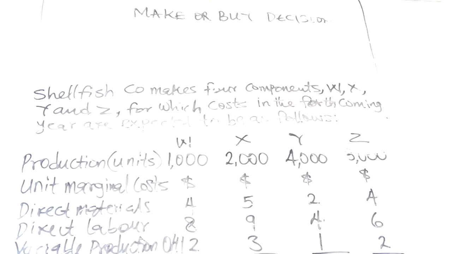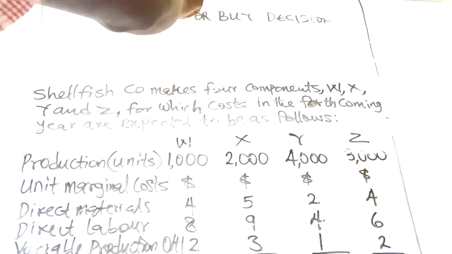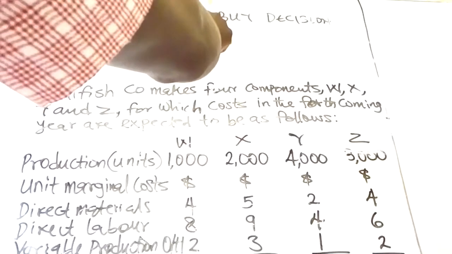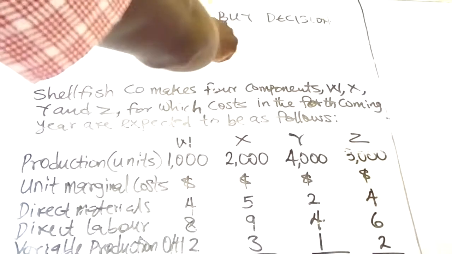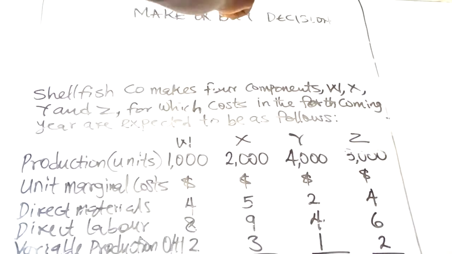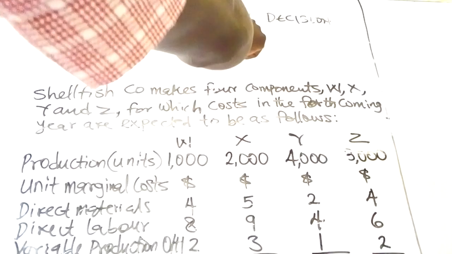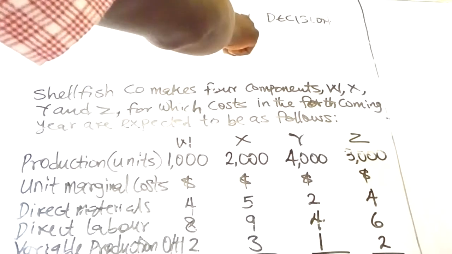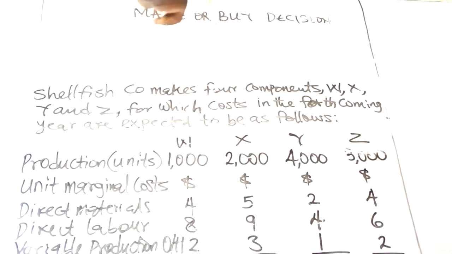So what do we mean by make or buy decision? Make or buy decision is the act of choosing between manufacturing a product in-house or purchasing the product from an external supplier. That is make or buy decision.